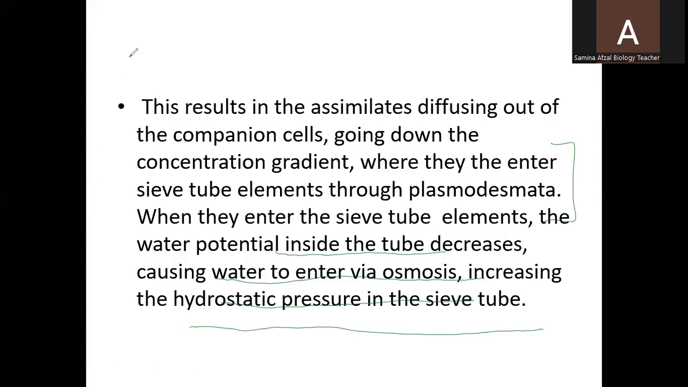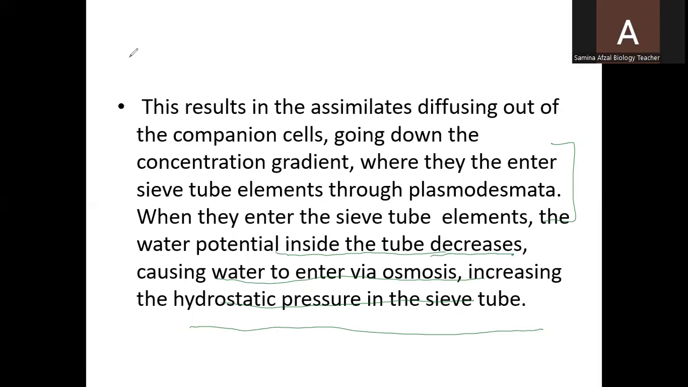This results in the assimilates diffusing out of the companion cells, going down the concentration gradient, where they enter sieve tube elements through plasmodesmata. So from the companion cells, the assimilates enter into the sieve tube elements through plasmodesmata. You know, the plasmodesmata are the connections between the cells through the cell wall. When they enter the sieve tube elements, the water potential inside the tube decreases. The concentration of these assimilates is increased, as a result of which the water potential is decreased.